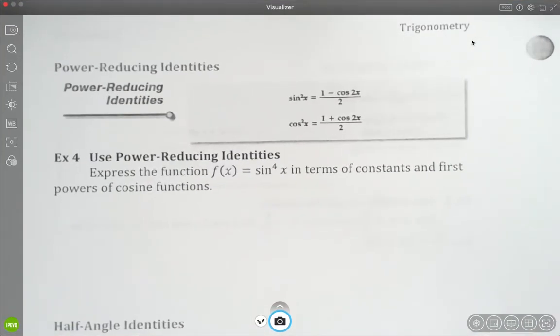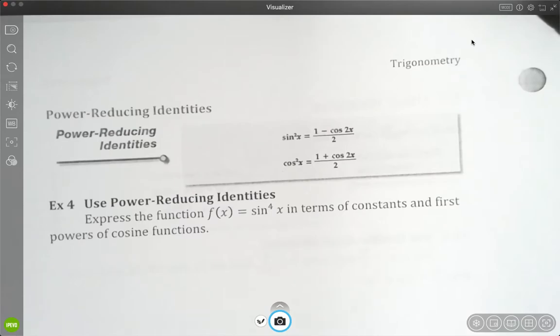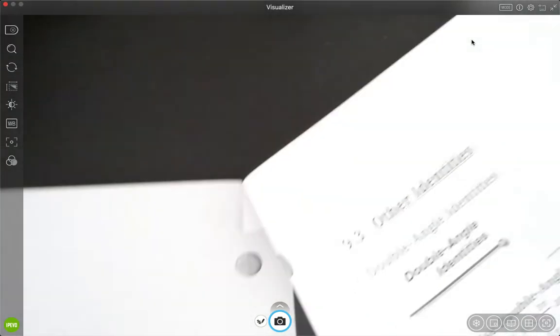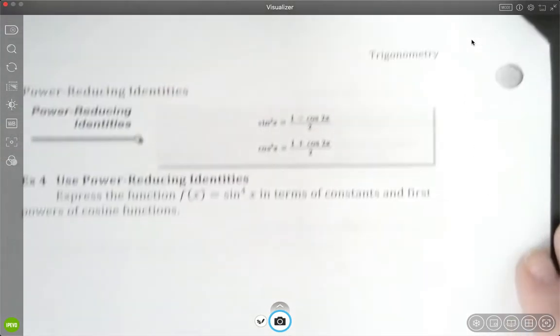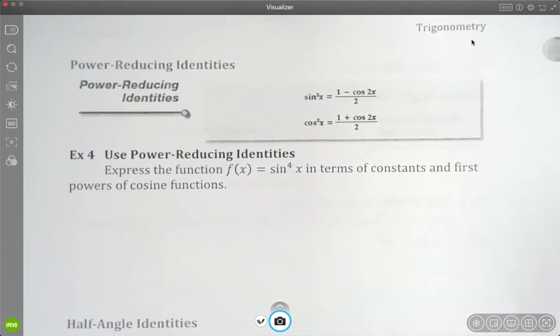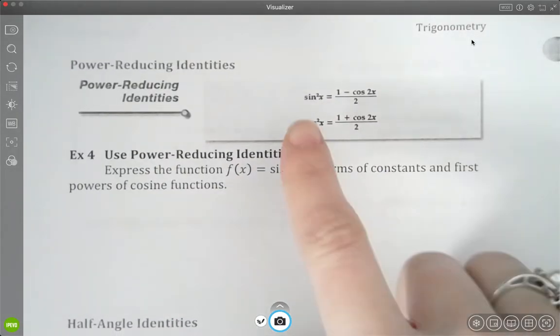Okay, for those of you who are gone for FFA and whatever else you're gone for, this is section 9.3, and we are on the second page. 9.3 on the second page. So they're starting us off with power reducing, okay?